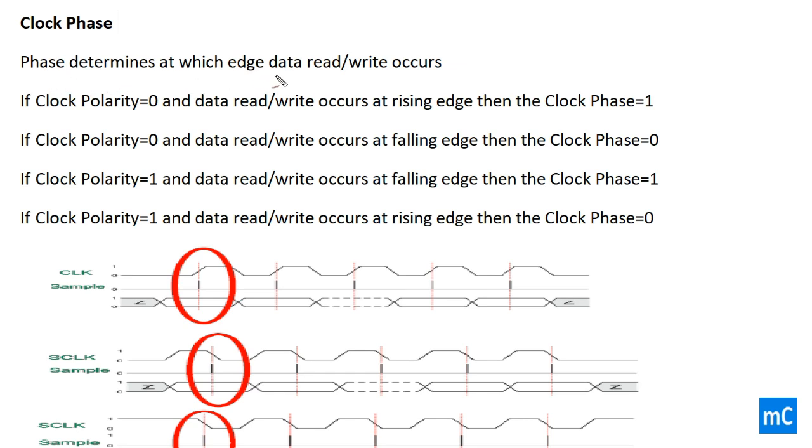Clock phase. Phase determines at which edge the data read-write occurs. If the clock polarity is 0 and the data read-write occurs at the rising edge, then the clock phase is 1. If the clock polarity is 0 and the read-write occurs at the falling edge, then the clock phase is 0. If the clock polarity is 1 and the read-write occurs at the falling edge, then the clock phase will be 1, and with polarity 1 and the rising edge, the clock phase is 0.